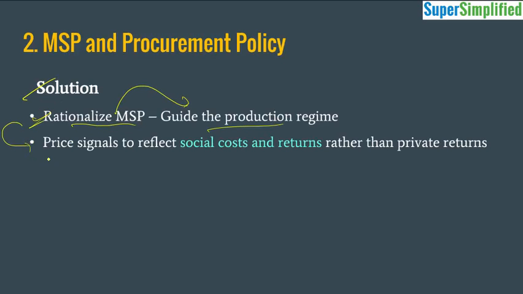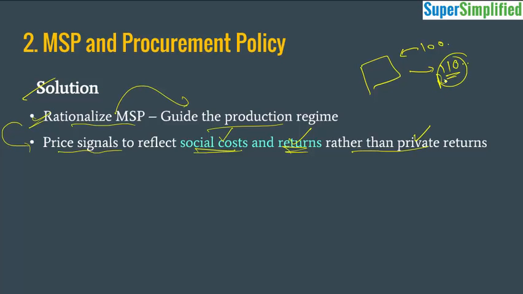The economic survey is proposing that the price signals given by the MSP should reflect the social costs and returns rather than the private returns. So what are these social costs and social returns, and what are these private returns? See, whenever you grow a particular crop, you will be investing something, maybe 100 rupees, right? And you will get some output out of that, maybe 110. So this is your return. 110 rupees is your return.